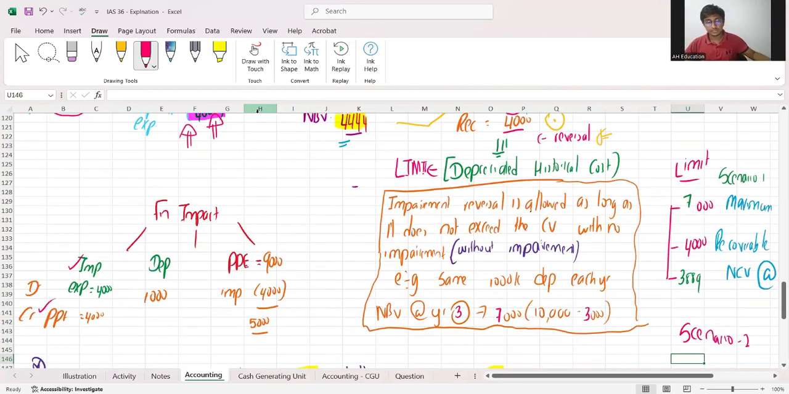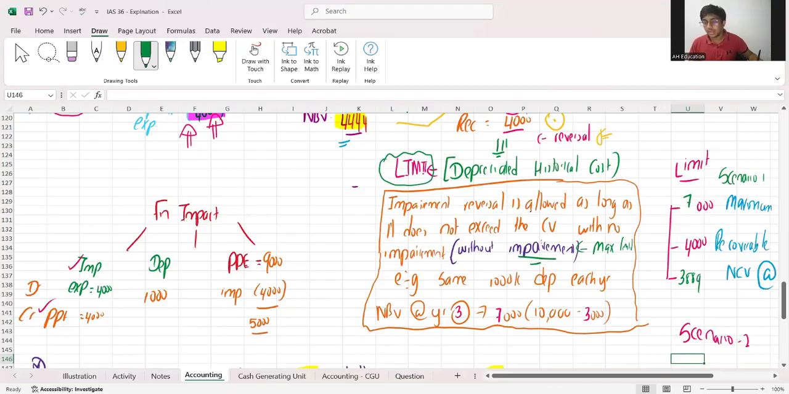See, reversal has a limit. Just because you have a reversal of impairment, you cannot reverse it at any amount you want. That way you will be misleading your shareholders. So there is a limit, or a ceiling, I would say. How do we arrive at that limit? The maximum limit is the carrying value without your impairment.